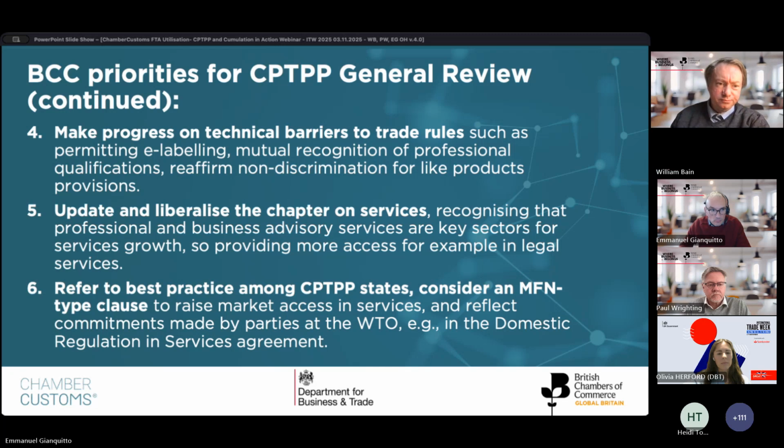We also want to see improvements on the services chapter within the agreement. Professional and business advisory services are boom areas for UK services exports right now.